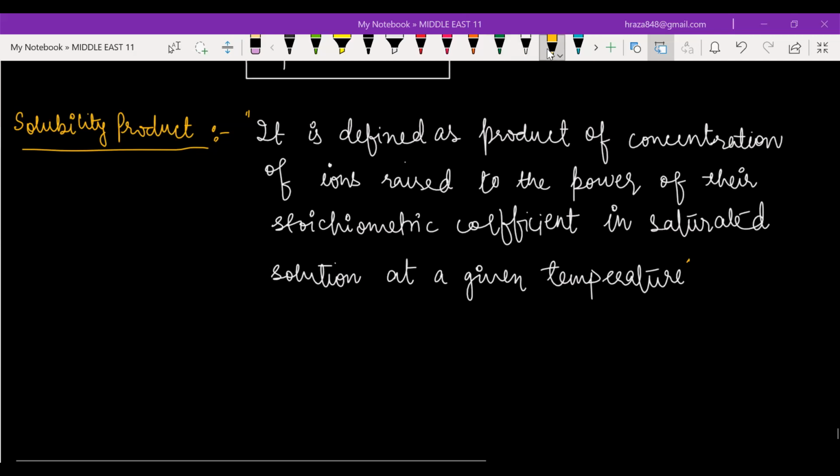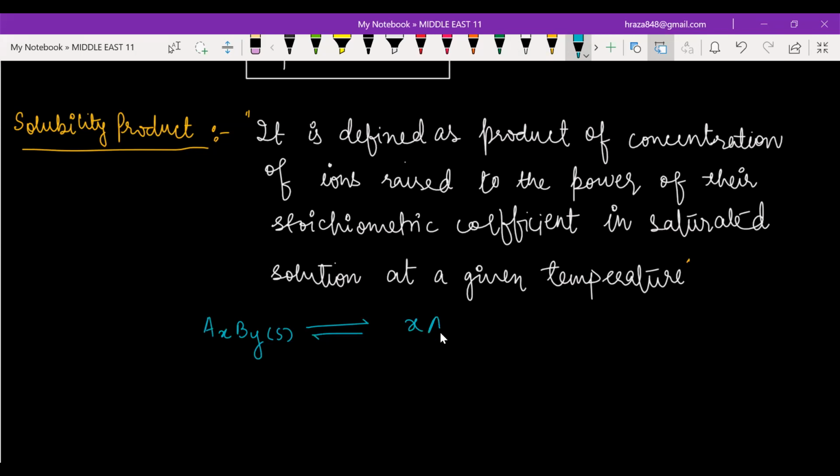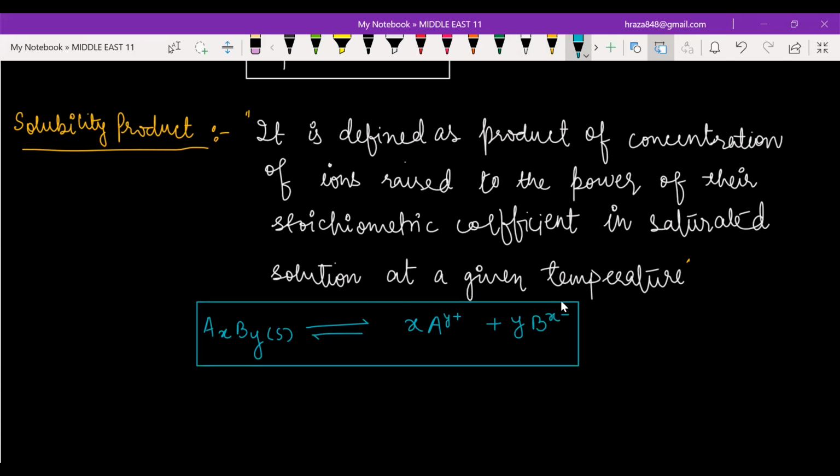Now see, if I'm going to give you AxBy, this is in solid state. After mixing in water, it will be Ax raised to the power, this is basically the cation, and this will be basically the anion. Can I write it or not? Let me know if you have any doubt in this. Okay, basically, how we write it is very important.